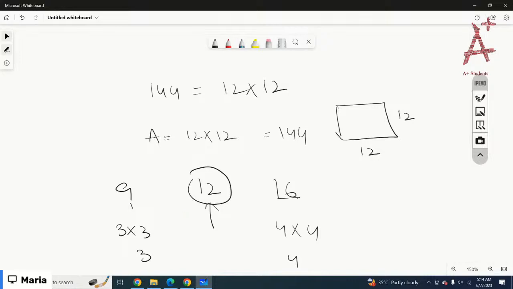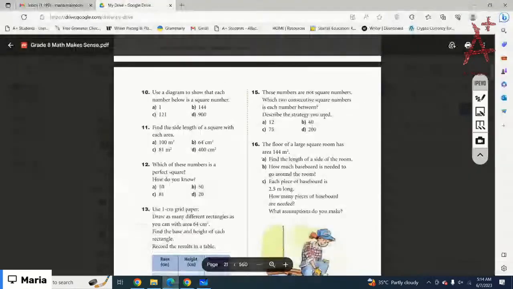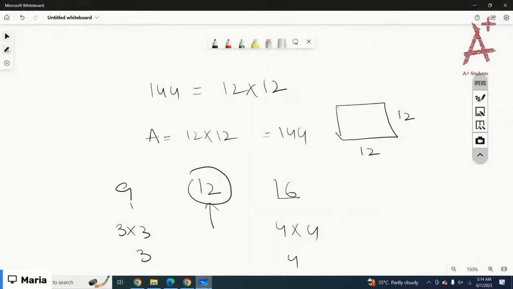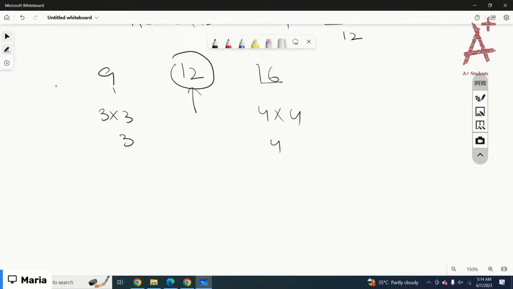Got it? Consecutive numbers mean one after another. So you have 4 after 3. Got it? So it would be 9 and 16. The next one is 40. Okay, you have to see which two squares 40 is in between. You have 36, 6 times 6 is 36, and 49, 7 times 7 is 49. Got it? You can see 40 is in between the squares of 6 and 7.